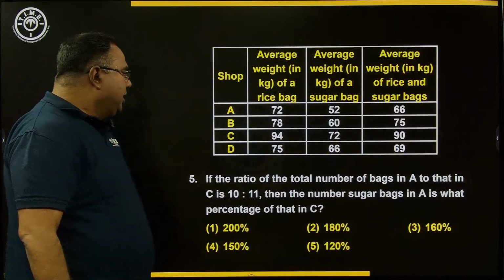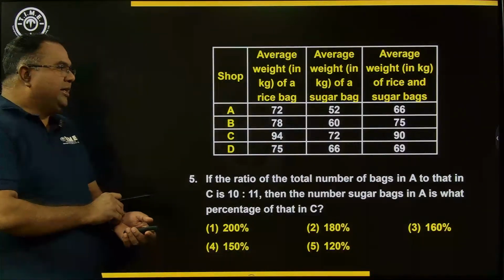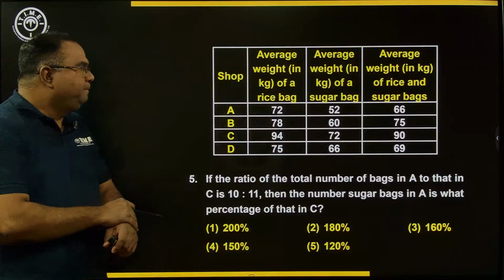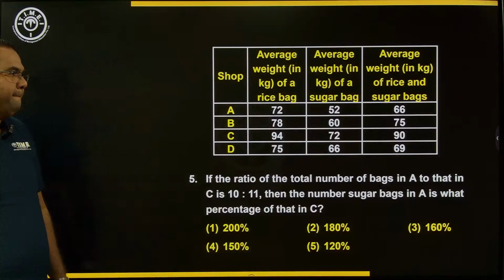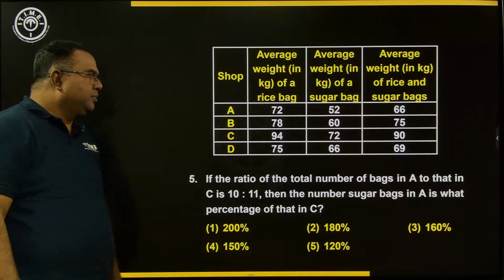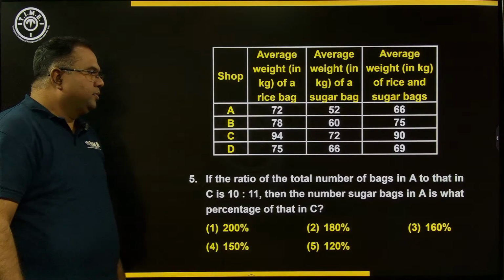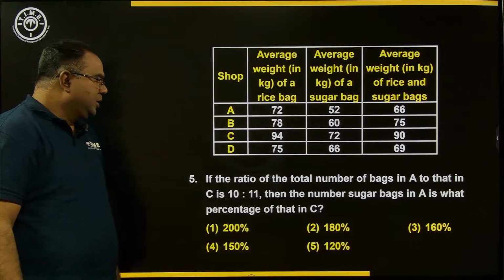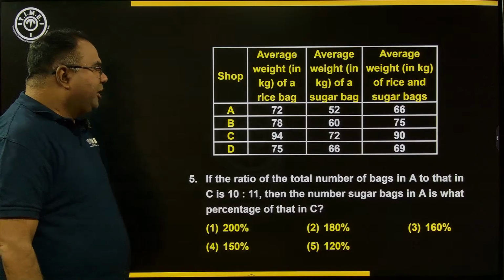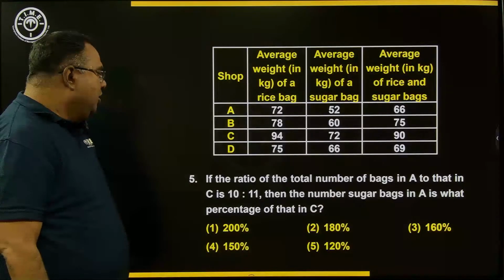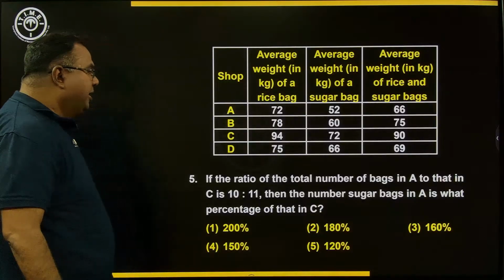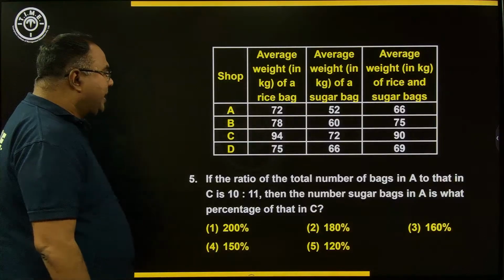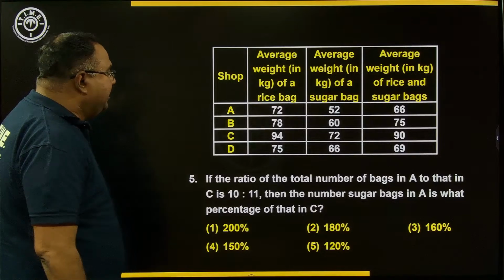Right? So, the last question from this set. Try this question, students. If the ratio of total number of bags in A to that of C is 10:11, then the number of sugar bags in A is what percentage of that in C?